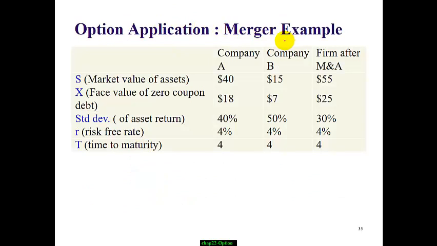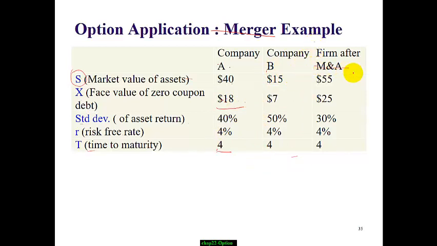Let's take a look at one example. S is the market value of assets, strike is the face value of the bond, standard deviation is the underlying asset return volatility, along with the risk-free rate and time to maturity. We have company A and company B, so this is before the merger, and this is after the merger. For company A, the total amount of bonds is 18. The company assets are worth 40. The standard deviation is 40%, risk-free rate 4%. These bonds mature in 4 years. Similarly, we get the stats for company B.